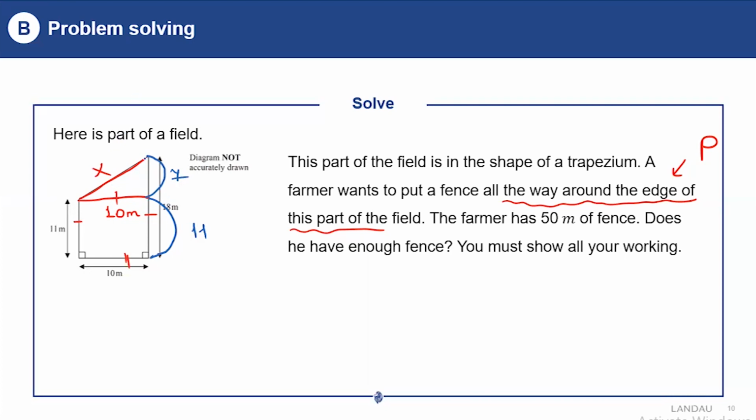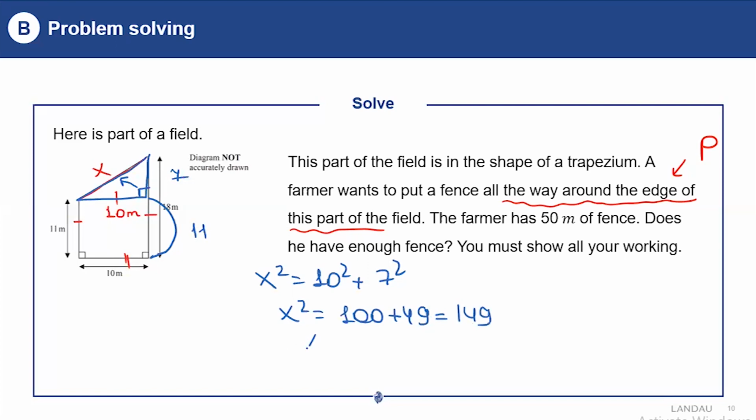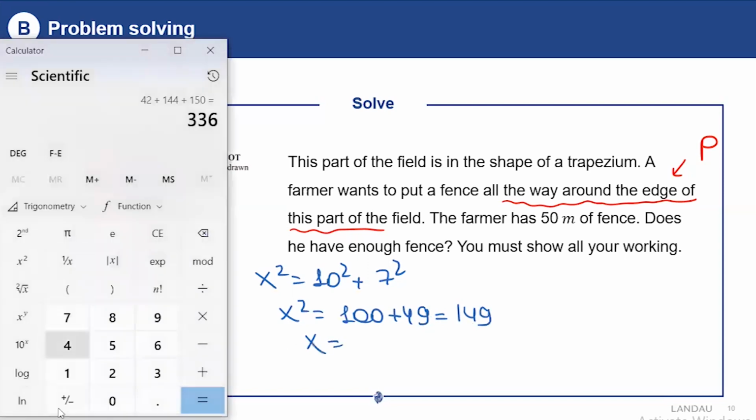So here we have right angle triangle. One of the sides is 10, other side is 7. So we can find x. On the other hand, x is hypotenuse here because it is opposite the right angle. So we will write x squared equals 10 squared plus 7 squared. X squared equals 100 plus 49 equals 149. And then if we want to find x, we need to find root of 149.